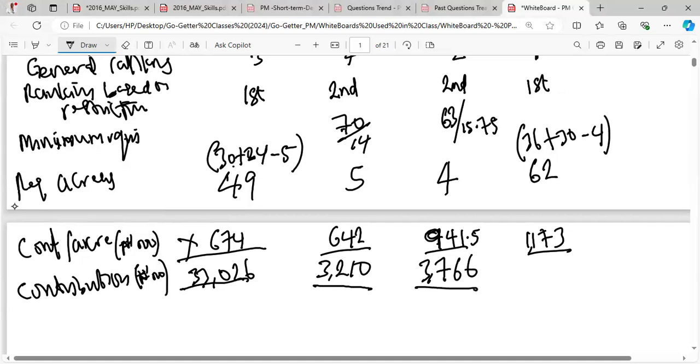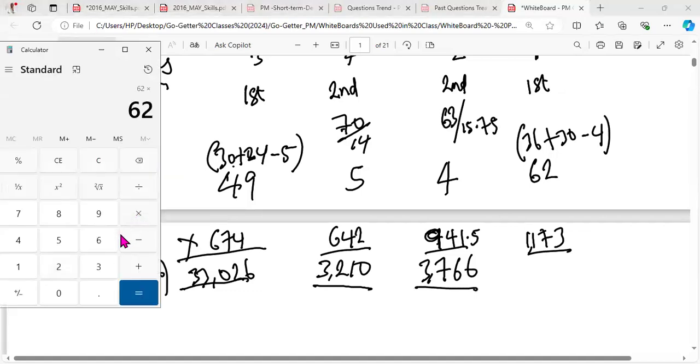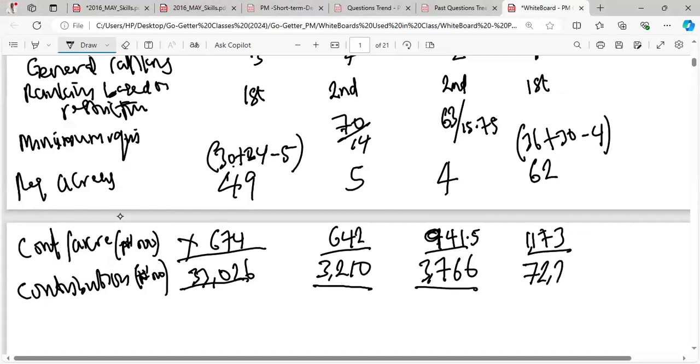3766. Then the last one is going to give me 62 multiplied by 1173. That gives me 72,726. Now I'm going to add everything together to get my total contribution.